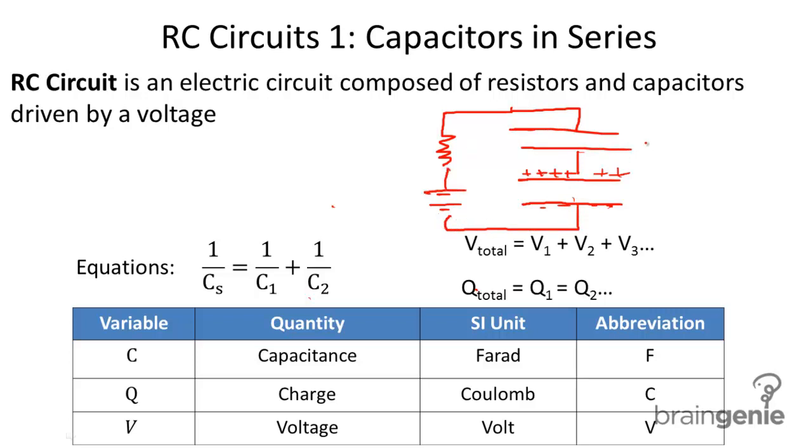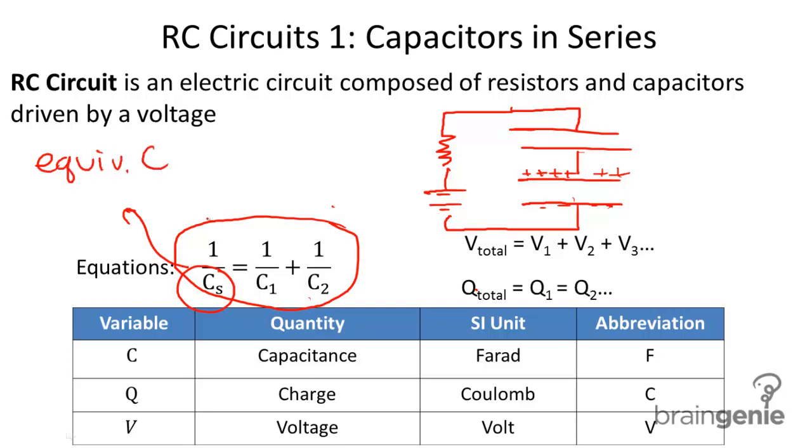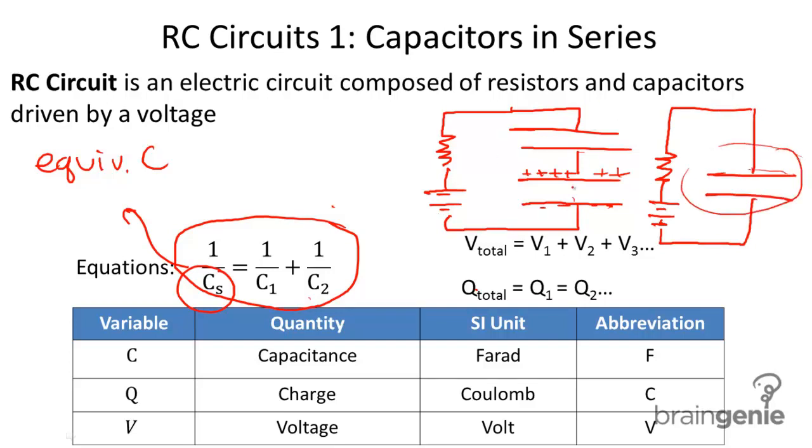Now that I have two capacitors, I can use this equation here to determine the equivalent capacitance. The equivalent capacitance is what the capacitance would be if I were to somehow combine these two capacitors into one capacitor instead of having two.